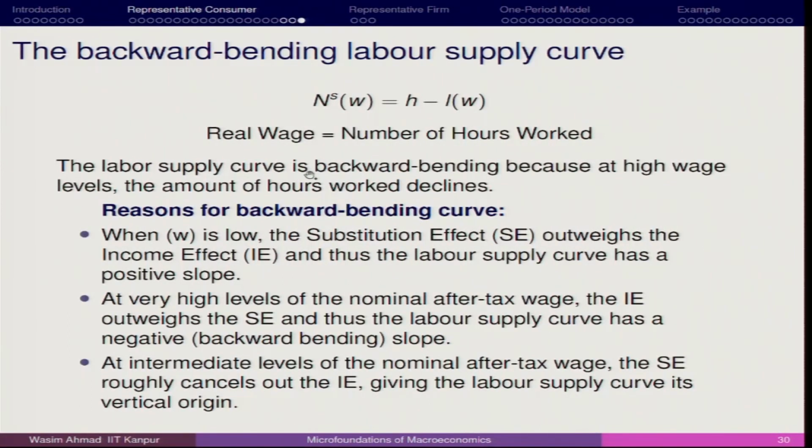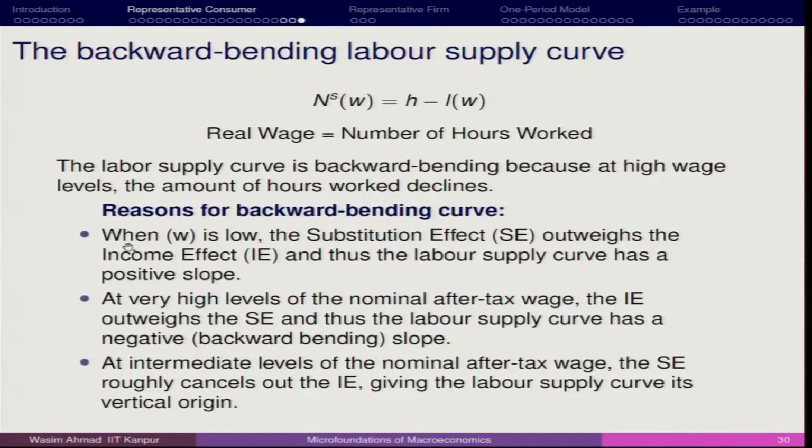So the labor supply curve is backward bending, because at high wage rate, high wage levels, the amount of hours worked declines. So in many of the countries you have situations where the number of working days in a week is getting lowered, and now you have to work only for 4 days, 5 days. So those aspects you can link here.